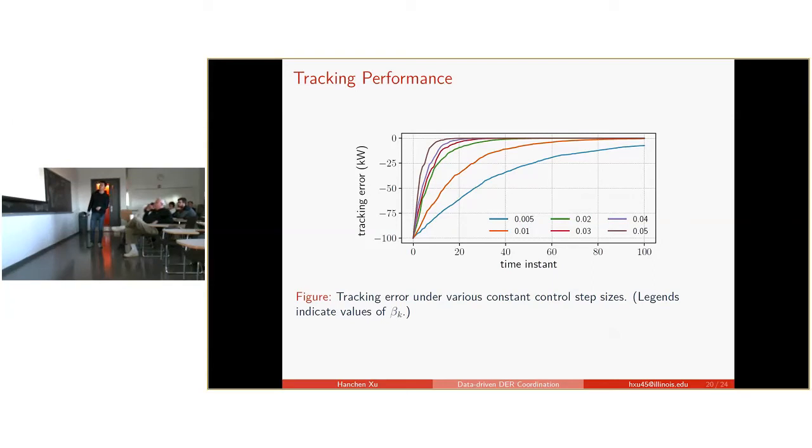And here I show the impact of the control step sizes, which is intuitive. As we can see, the smallest step size gives the slowest convergence rate, which is reasonable if you walk faster. Each of your steps walks longer, then it takes much less time for you to achieve the target.